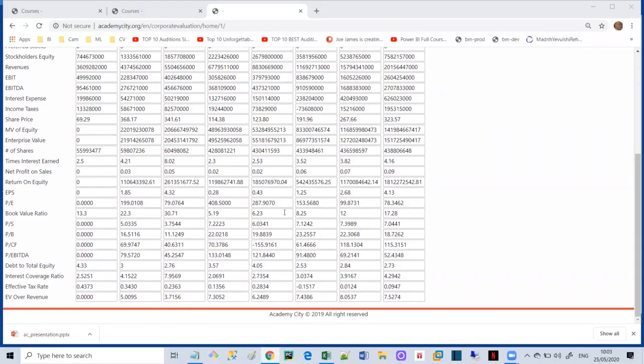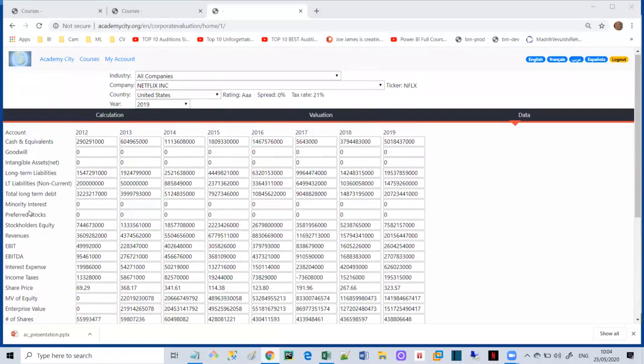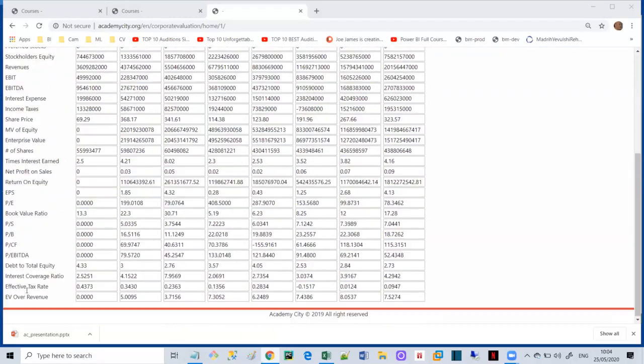So this is a really good collection of the data, and it saves you a hell of a lot of time. It's organized by balance sheet account and income statement account, and there are some useful ratios we will see in the future.